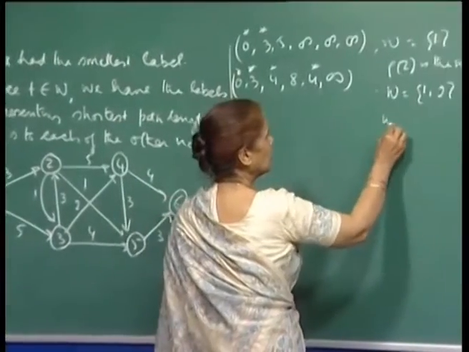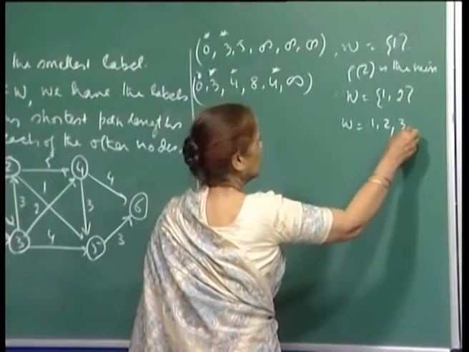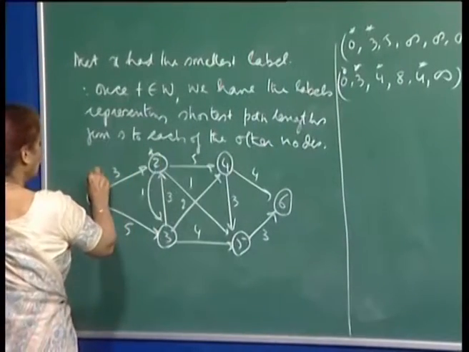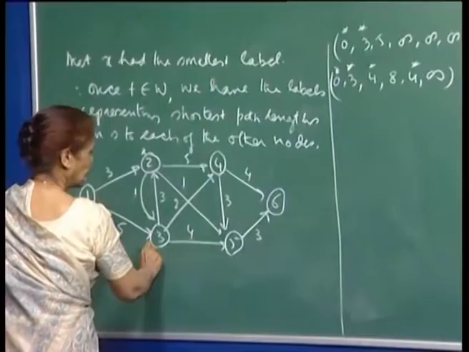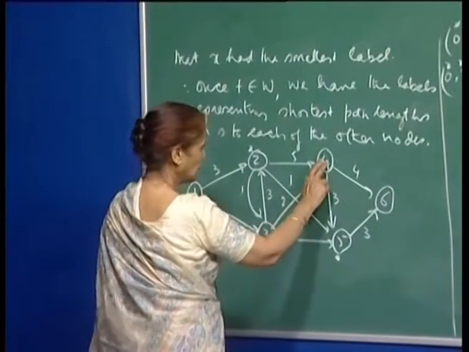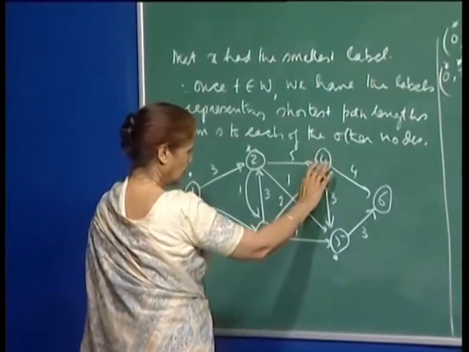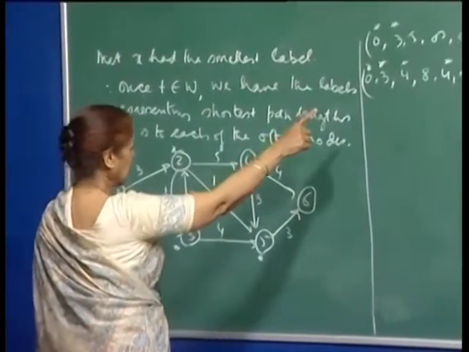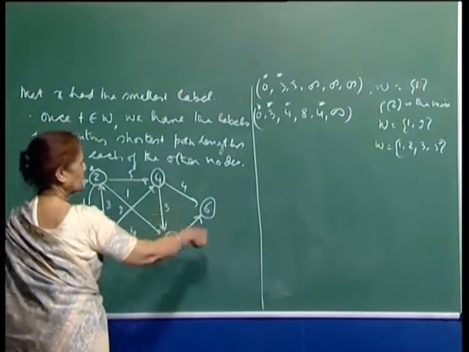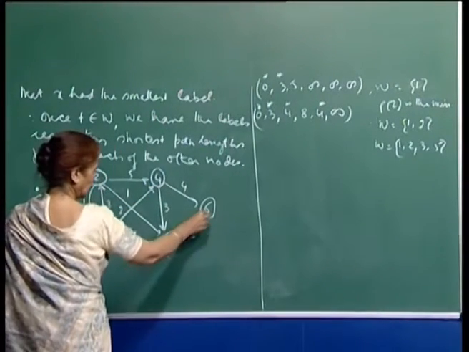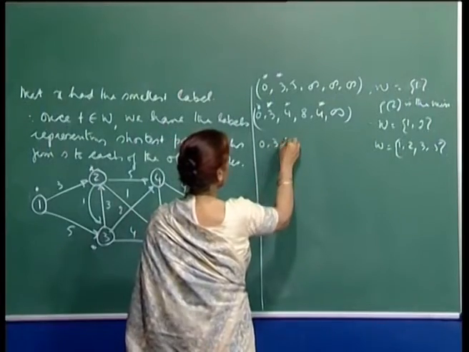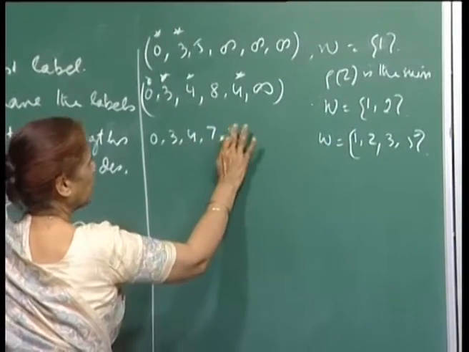So my W then becomes 1, 2, 3, and 5. Now you have this labeled permanently, this of course, this, and this. Now on the graph you can see immediately, to update, what will I do? From 3 you can reach 4. This is 5 plus 2, 7, and the earlier one is 8, and there is no other path to reach 4 from 2. So that gets updated to 7. And from 5, this will get updated too: 3 plus 4 is the old one, so 4 plus 3, 7. So now the new labels are 4 and 7.